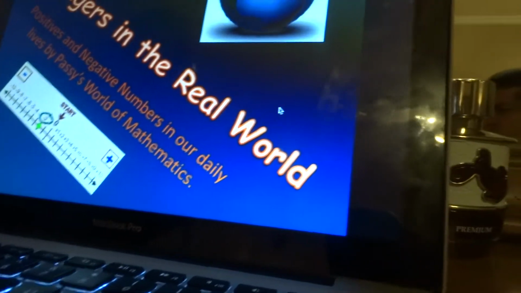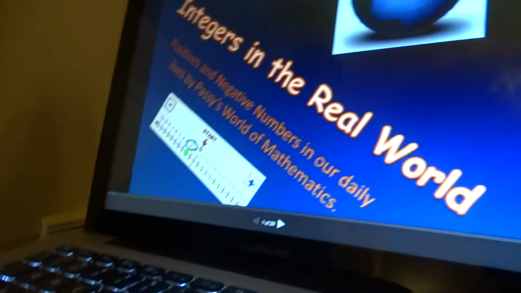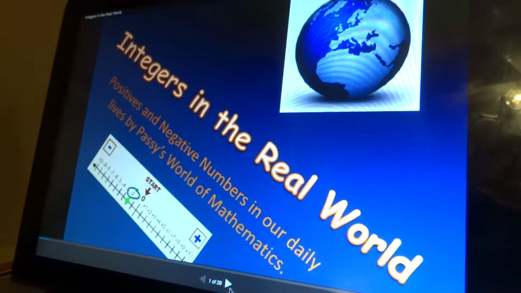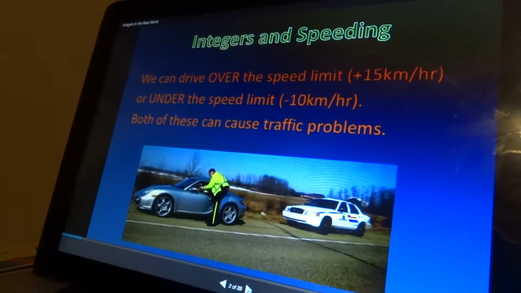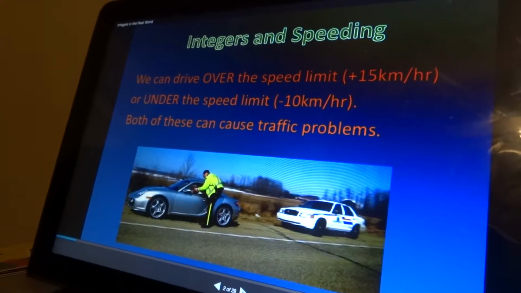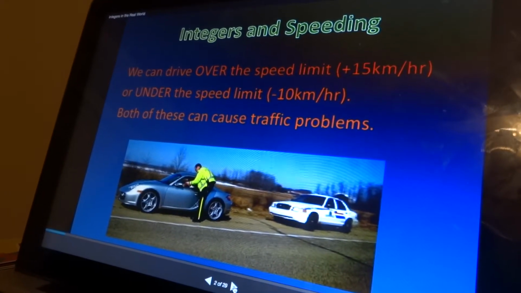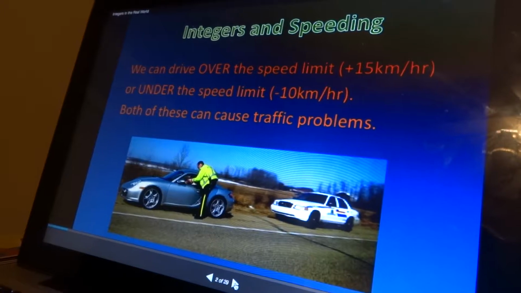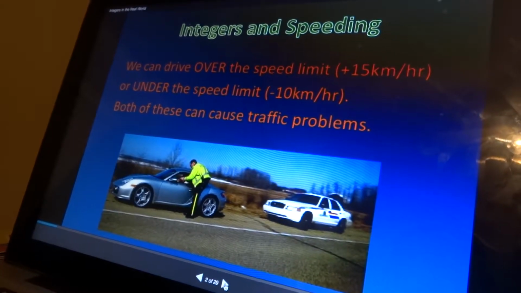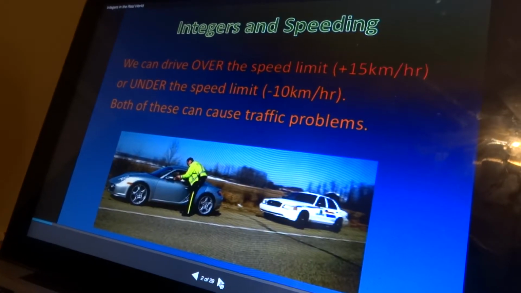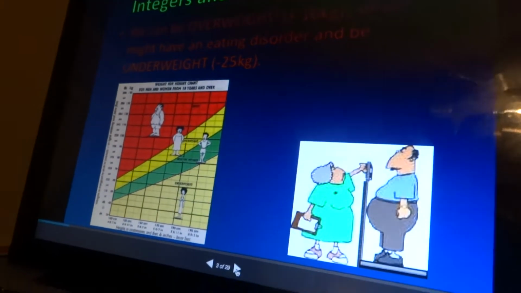So this we will discuss again in detail. First of all, let's see how integers are related to our daily life. So integers and speeding. We can drive over the speed limit, which can be represented by a positive number like plus 15 km/h, or under the speed limit, which can be represented by a negative number like minus 10 km/h. So both of these can cause traffic problems, either you drive over the speed limit or under the speed limit.